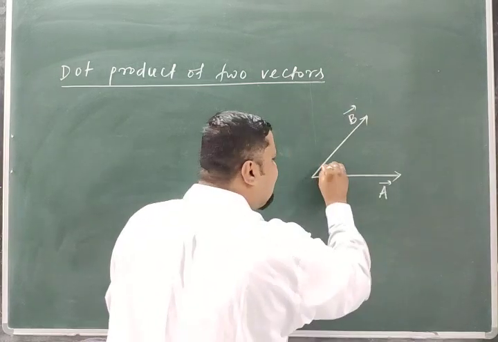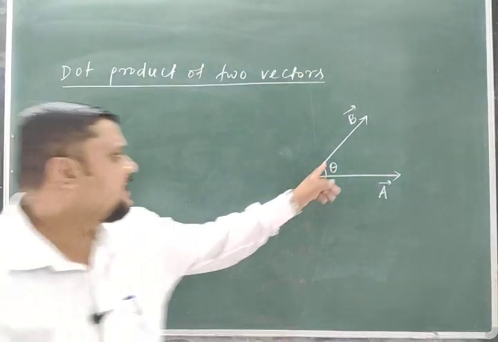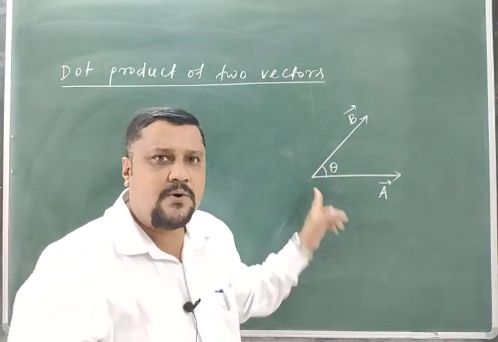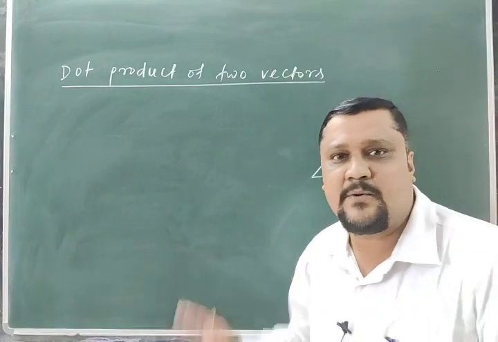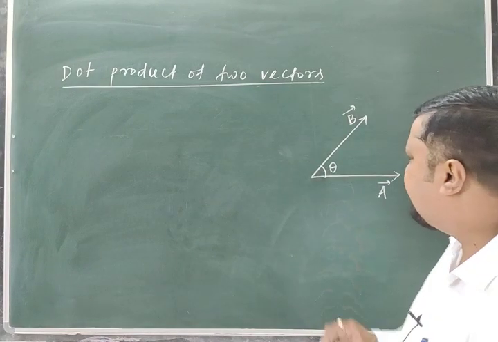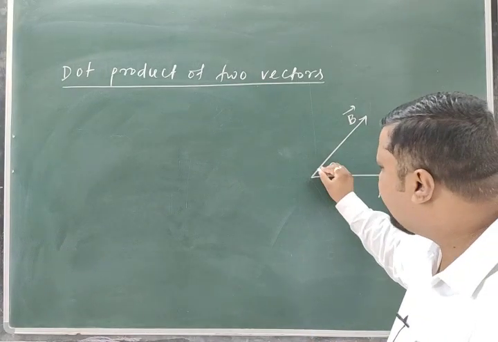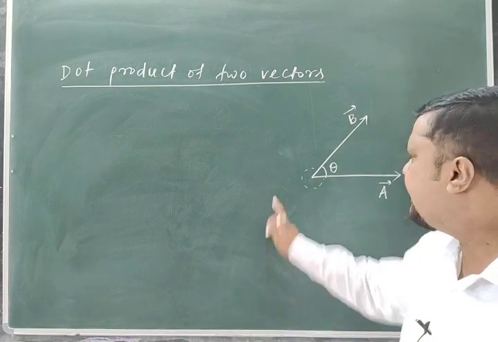And let theta be the angle between the two vectors, as I joined them like this. Now, which angle will we consider here? This is the smaller angle. There is a joining of tail to tail, so one can say this is also an angle between A and B.